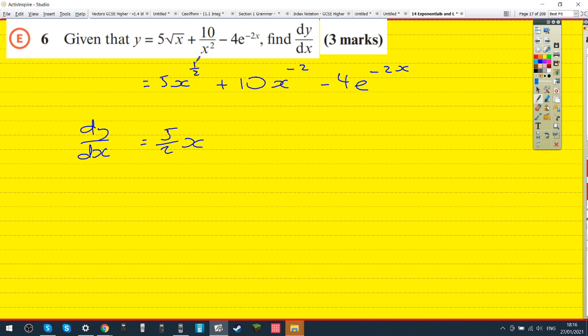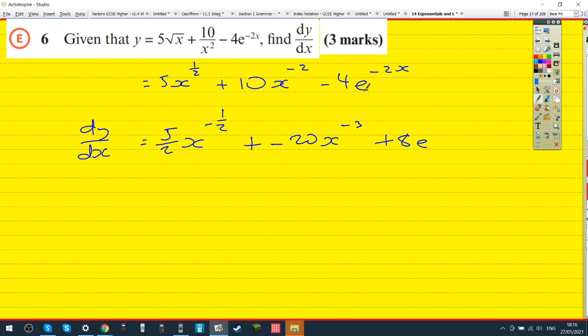Subtract 1 from the power. Minus a half then? That's it. Next one. Minus 20x to the minus 3. Well done. And then plus 8 e to the minus 3x.